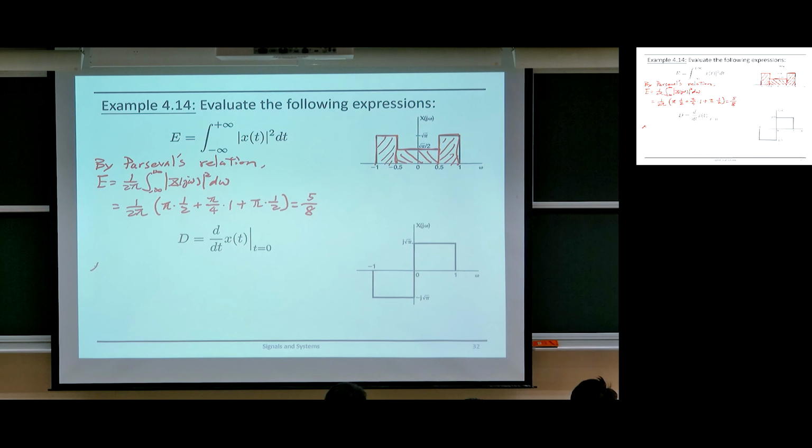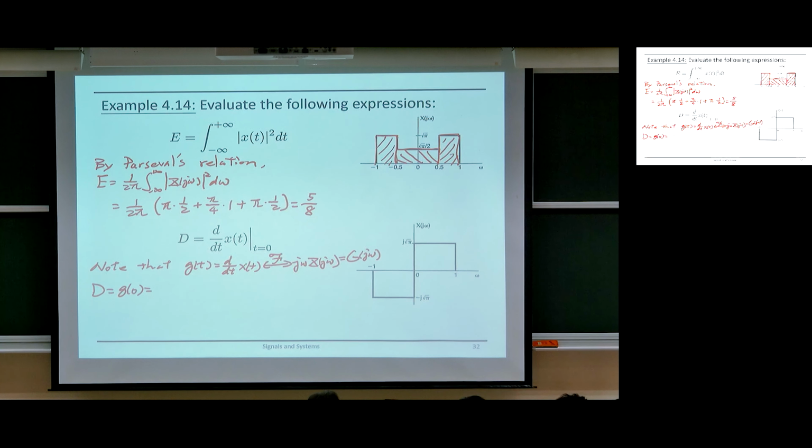So note that, suppose we define g of t as this derivative of x of t. Okay. We know that the Fourier transform of this is j omega x of j omega. And let's call it G of j omega. Okay. Now what we're asked to compute is this d, which is g of 0.